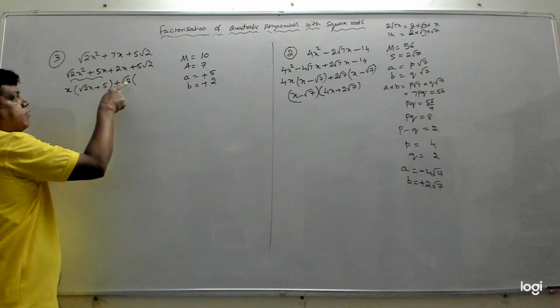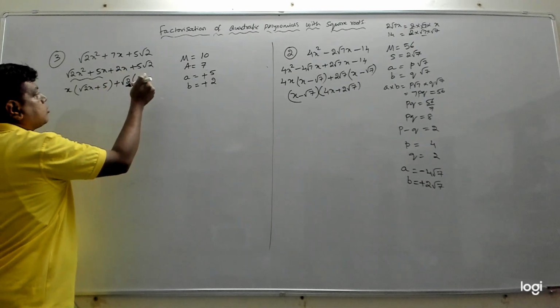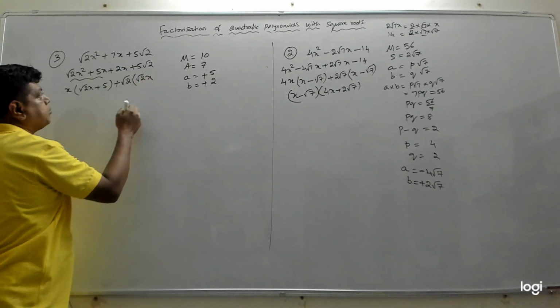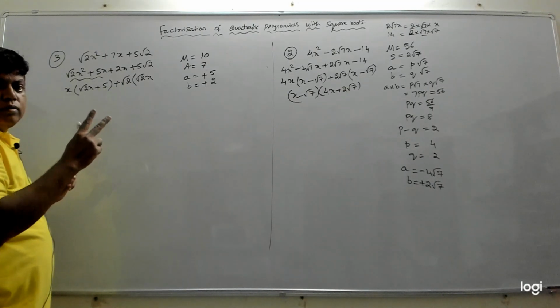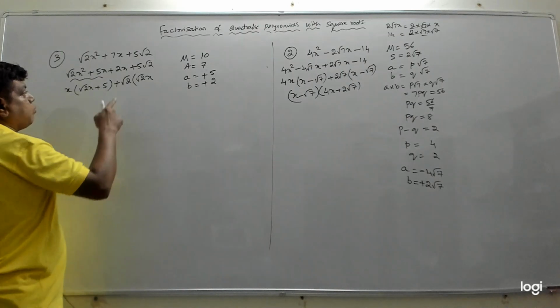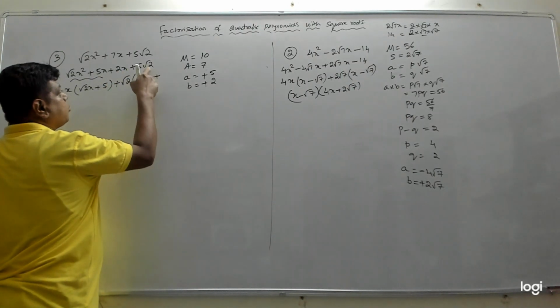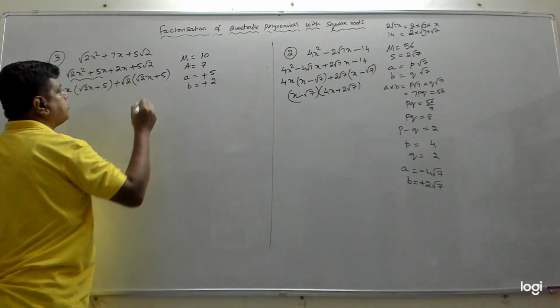Now from 2 I have taken 1 root 2 out, which means it will have the remaining 1 root 2, and this x is also there, so it will become root 2 x. Because 2 can be written as root 2 into root 2. So 1 root 2 is taken out, the remaining root 2 will be there, and this is x. Plus here root 2 is taken out, so we will have only 5.